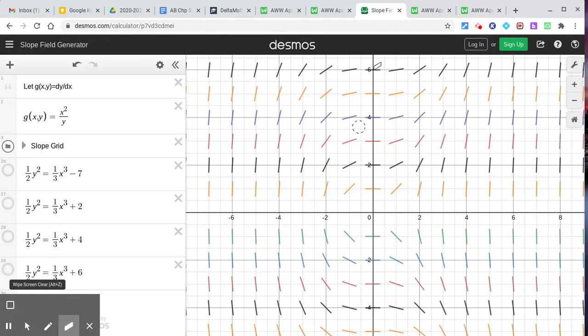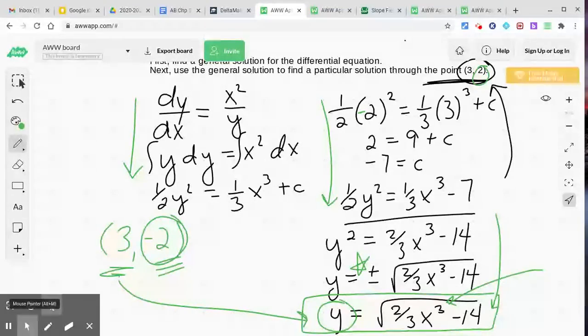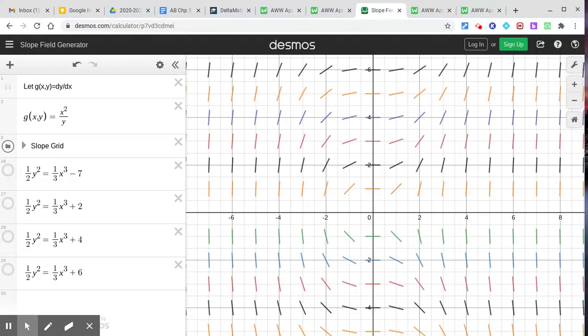So what happens if I take my particular solution from before? Remember my particular solution, which I did not solve for y when I put it in, but it was right here. Let's see if we can circle it. There we go, right there. I take that particular solution and put it into my slope field. Let's see what this actually looks like. There you go, you can see it in green. There it's gone, now it's back again. So that curve actually fits into my slope field.